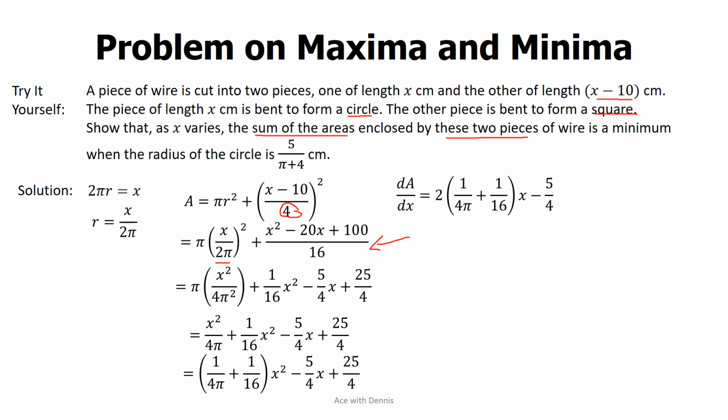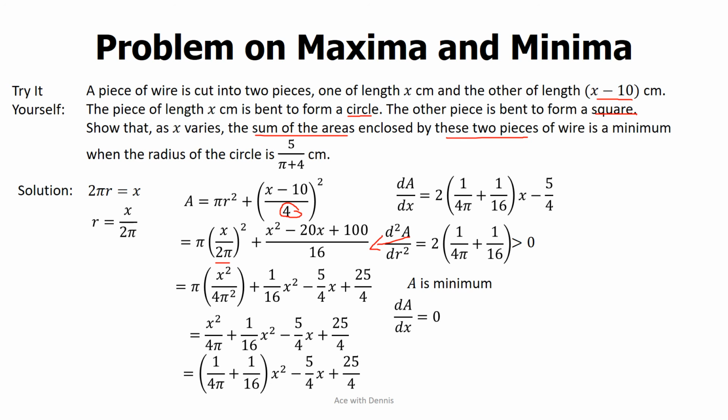Then we can differentiate A in terms of x. Hence, dA over dx equals 2 bracket 1 over 4 pi plus 1 over 16, times x, minus 5 over 4. Then we differentiate a second time, which we get d squared A over dx squared equals 2 bracket 1 over 4 pi plus 1 over 16. And from here, we find that d squared A over dx squared is positive. Therefore, A is minimum. So we have shown that it is minimum.